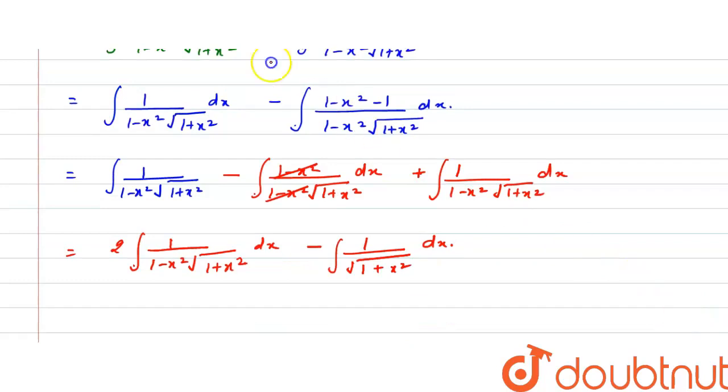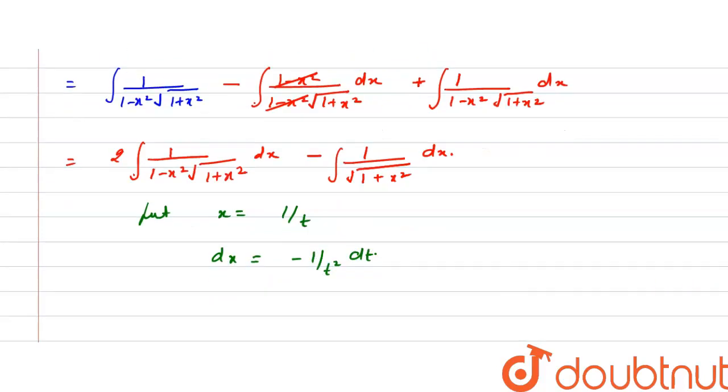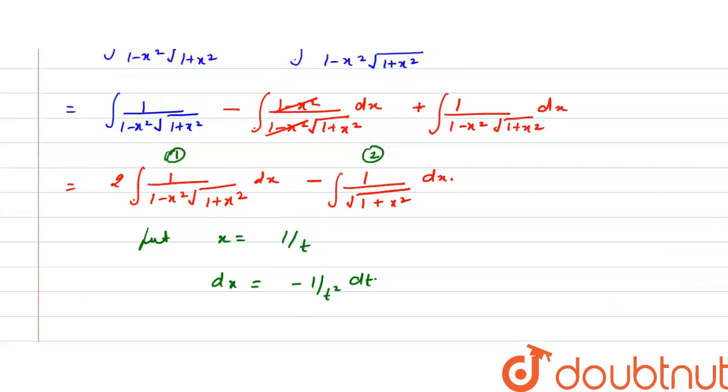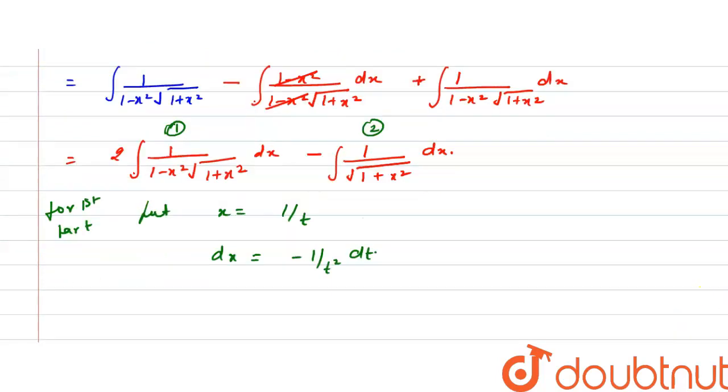Now put x is equal to 1 by t, and differentiating on both sides you will get dx is equal to minus 1 by t square dt. This is our first part and this is our second part. For the first part, put x is equal to 1 by t and dx is equal to minus 1 by t square dt. Now put the values: in place of dx we write minus 1 by t square dt, and in the denominator we write 1 minus 1 by t square and square root of 1 plus 1 by t square.